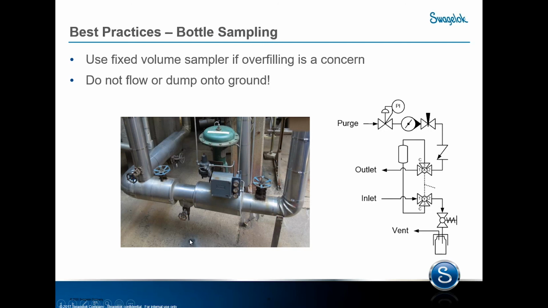Fortunately, both of these issues have a common solution, which is to implement what we call a fixed volume sampler. With a fixed volume sampler, a predetermined amount of fluid is measured out, and then it's transferred into the sample bottle using a low pressure purge gas. With the pre-measured liquid, there is no possibility of overfilling or overflowing the bottle. And because we are using low pressure purge gas to push the sample into the bottle, we've isolated the bottle from the high process pressure.